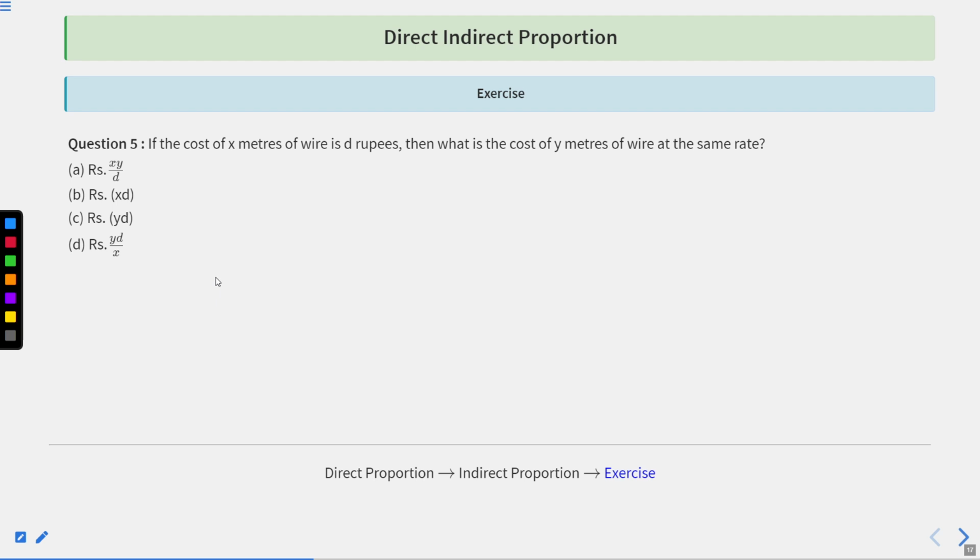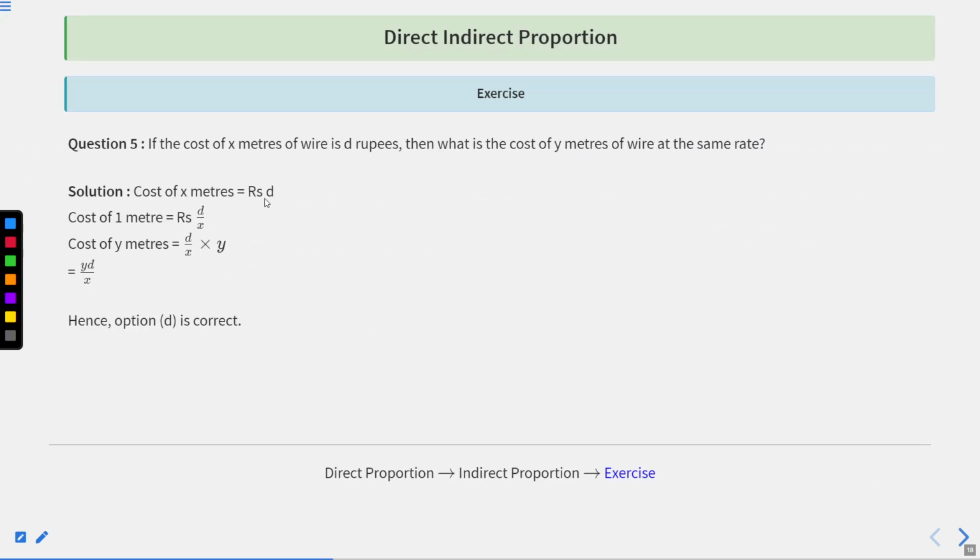Question number 5. If the cost of x meters of wire is d rupees, then what is the cost of y meters of wire at the same rate? So the cost of x meters is d rupees, that is given to us in the question. So what is the cost of 1 meter of wire? That is d upon x rupees. So now what will be the cost of y meters of wire? That will be d upon x into y. So the correct answer here is yd upon x. So option correct here is option D.